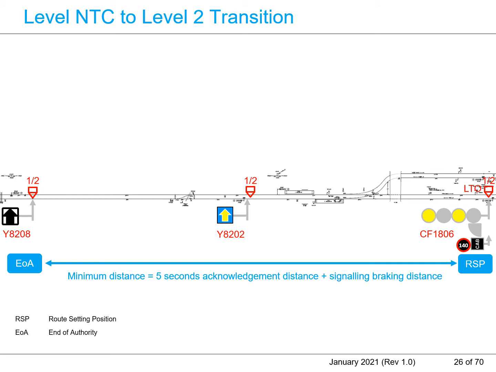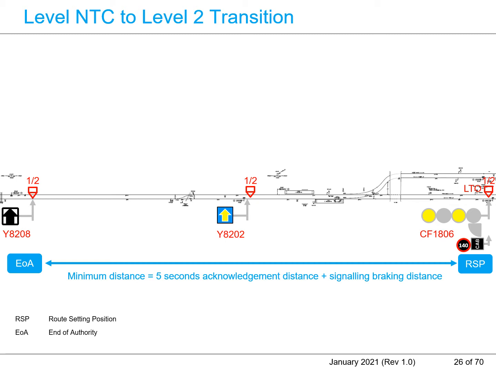The minimum distance of the two block sections beyond the LTO Balise group, or the signal CF1806, is the distance to allow 5 seconds level transition acknowledgement, and the signaling braking distance after the 5 seconds elapsed. The signaling braking distance derived from the code of practice is typically more generous than the stopping distance calculated by the ETCS on board. Suppose the distance of the two block sections beyond the LTO Balise group is less than the stopping distance calculated by the ETCS on board.